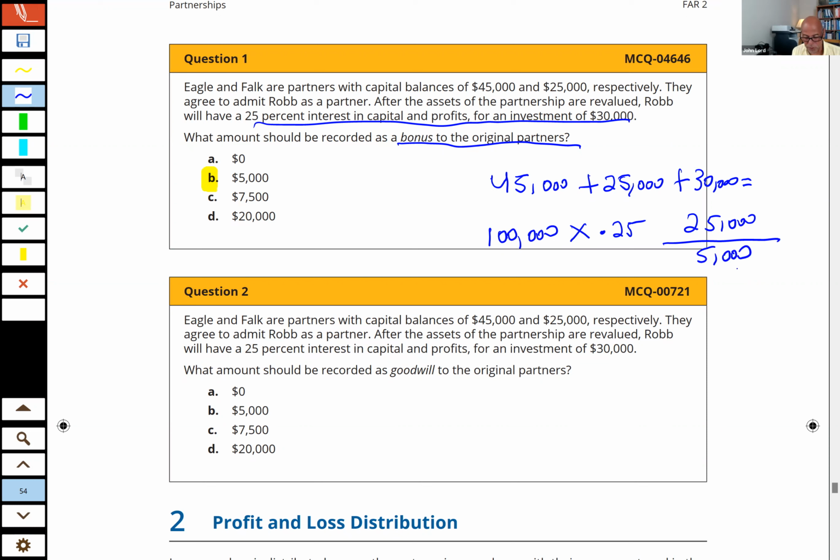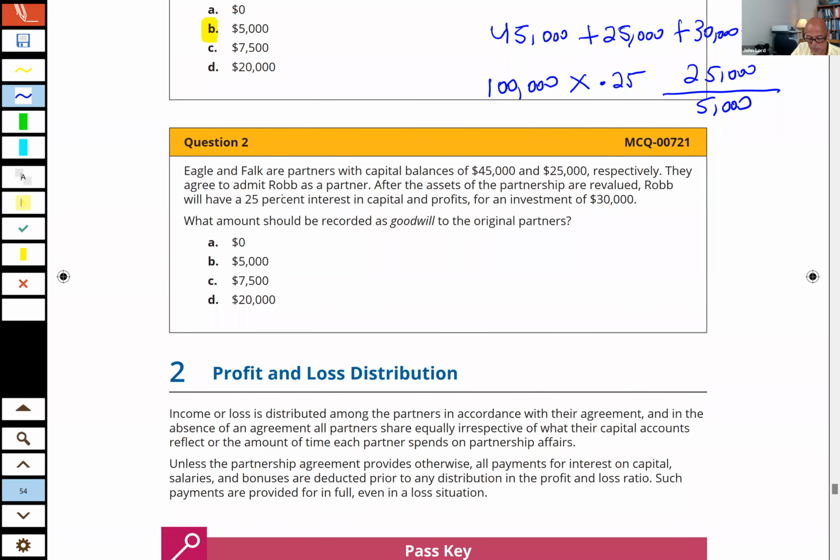And again, in order for us to see how much Eagle or Falk get, they'd have to tell us what the profit and loss sharing percentage was here, but they didn't go that far with that question. So they just asked the total bonus. Okay, good. Now notice, as I mentioned, you may see this approach on your exam. My guess is that these questions were released by the CPA exam sometime back. This is how they do it, guys. They'll ask you the same fact pattern, but then they'll ask you to use goodwill. So let's take a look at this one now using the goodwill method.